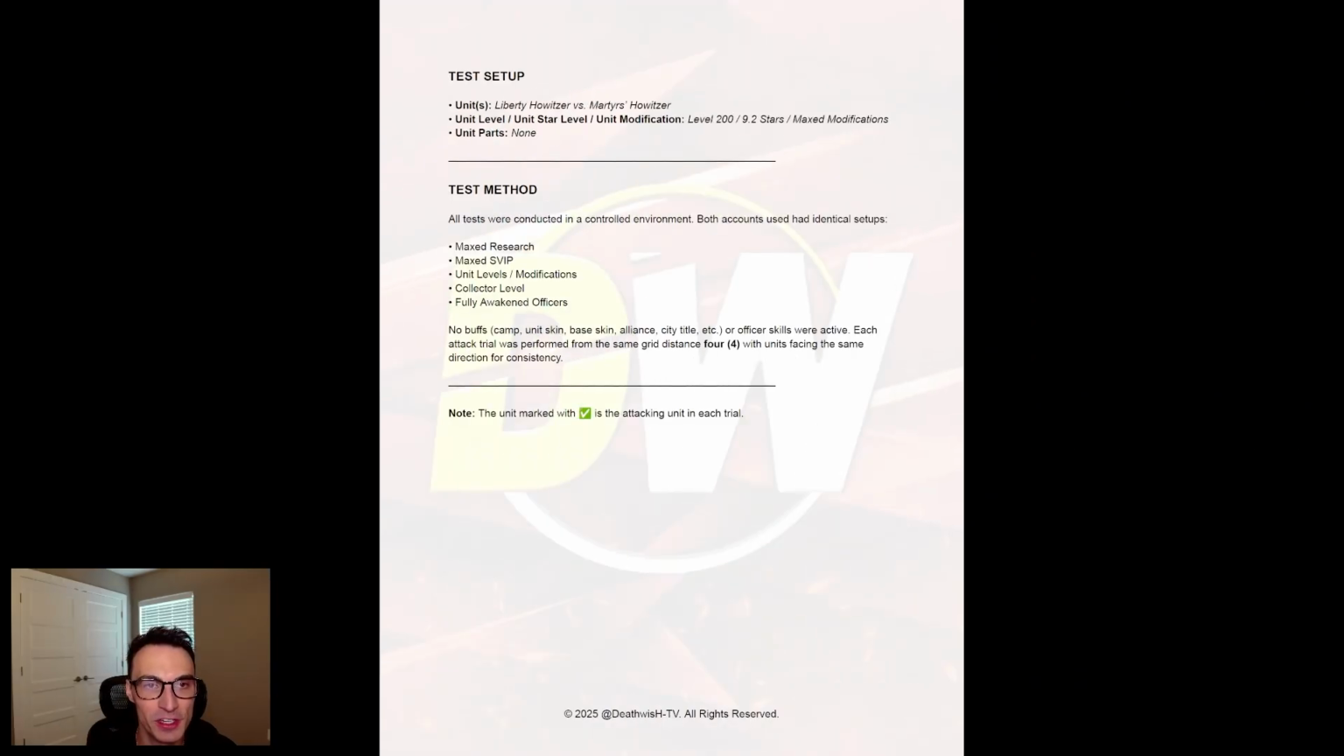Okay, so here is an overview of the actual test that was conducted. Like I said already, it was the Liberty and the Martyr Howitzer. Both units were level 200. Both units were maxed out at 9.2 stars. Both had maxed out modifications. Neither unit had any parts used.